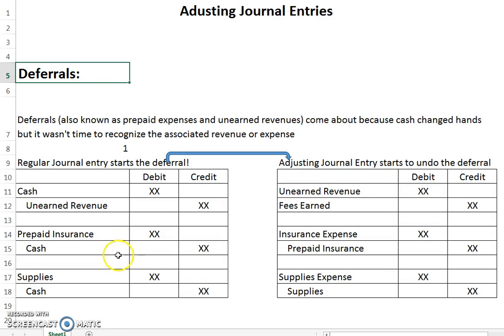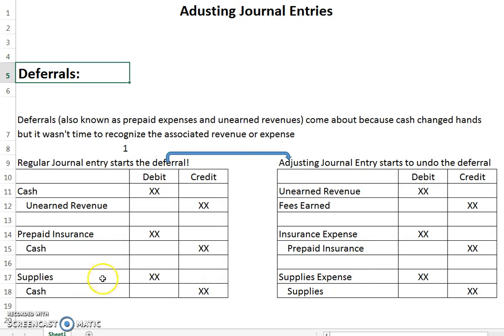Let's look at the next one, prepaid insurance. So we've paid up front for insurance coverage. So we've deferred our insurance expense and we've held it in this asset. Okay, so that's your deferral, and it's a regular journal entry because it includes cash. But at the end of the month, when we realize that we've used up a month's worth of insurance, then we're going to move it into the expense and take it out of prepaid insurance. So that's your adjusting journal entry.